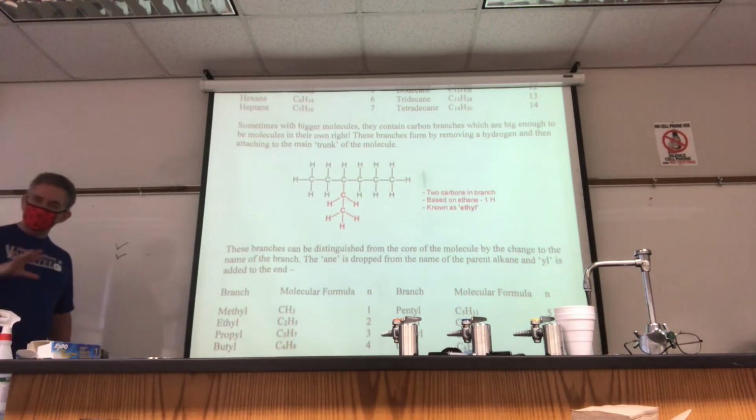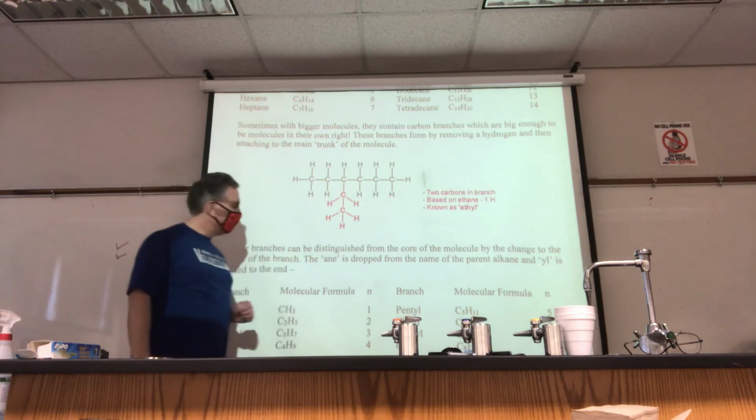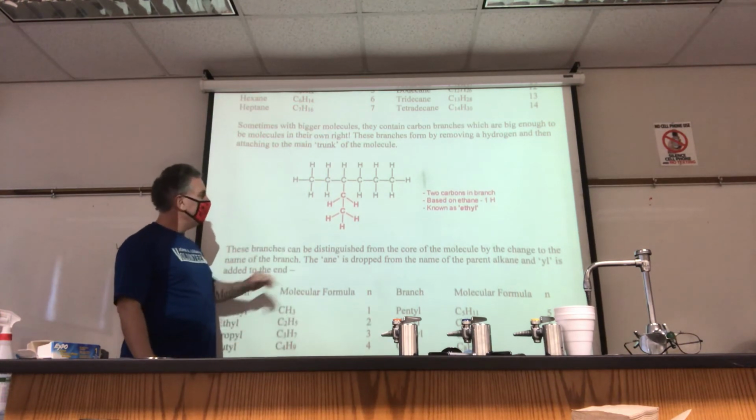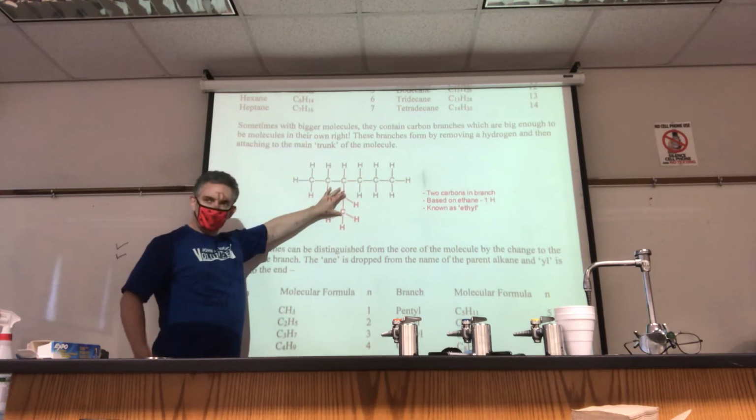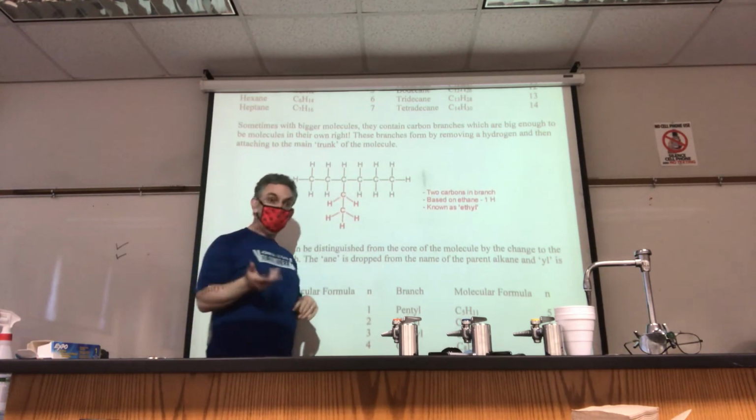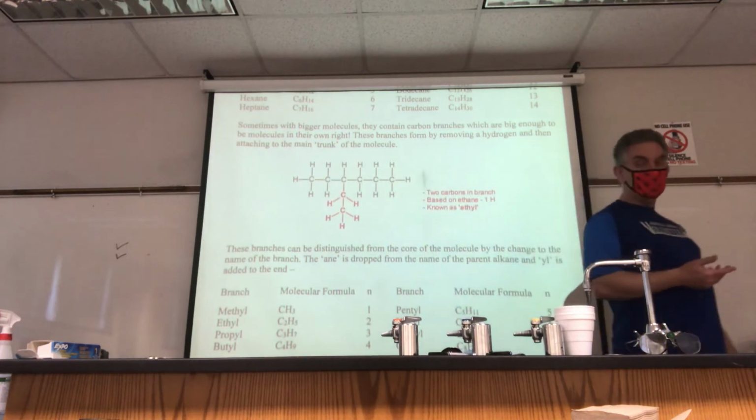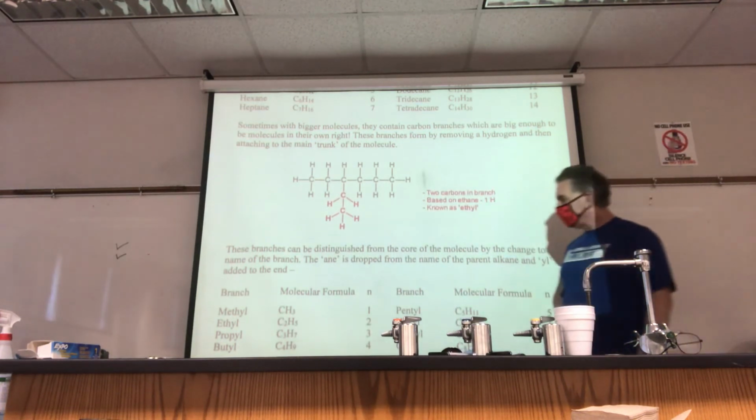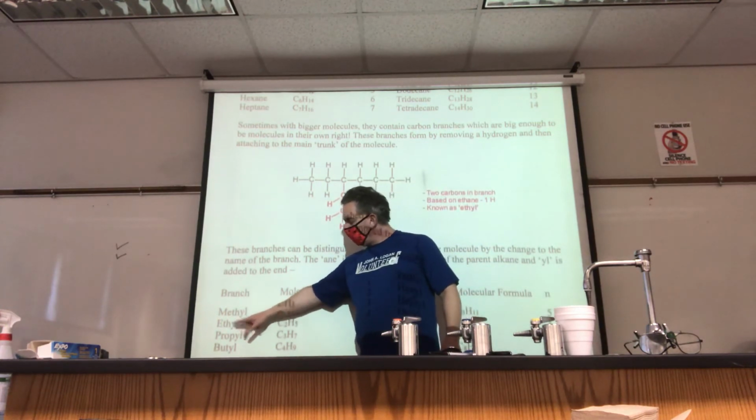We can distinguish the main chain from the branch by changing that name ending of A and E into a YL. So with 2 carbons in the branch, which would be based on ethane, we call it ethyl. It's that YL ending. So branches, if there's just 1 carbon in the branch, it's methyl, 2 carbons, ethyl.